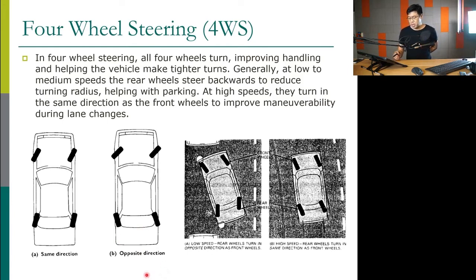Normally, when we change lane, we are doing that at high speed. When the car is at high speed, the rear wheel will turn in the same direction. At low speed, it will turn in the opposite direction. Some cars have that. I believe Tesla have that. Tesla cars, the electric car, the EV, have 4-wheel steering. So it might be the future of the car.